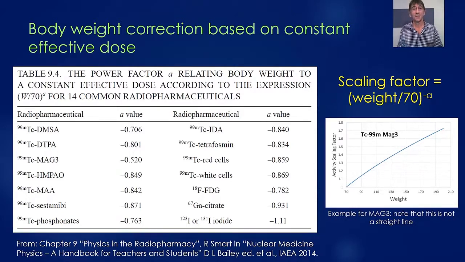And Richard Smart was advocating a power law factor brought into there by, once again, using that 70 kg as a reference point. So the graph on the right is technetium-99m MAG3, just showing that that's the recommended curve as you start going up in weight of the patient for the administered activity. It might look like a straight line, it's definitely not a straight line.